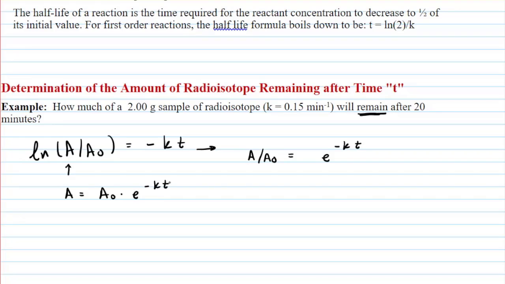Now A naught, what was that original amount? It's 2 grams. So let's put 2 grams times e to the negative, what was our rate constant? 0.15 per minute, sorry, times 20 minutes. So what does that end up being? You'll end up getting 1.48 grams, which is less than 2, which is exactly what we're looking for.